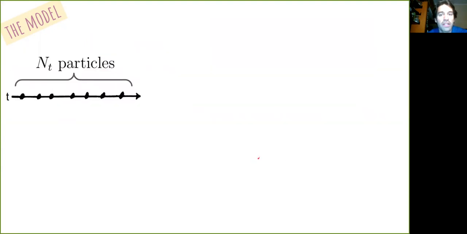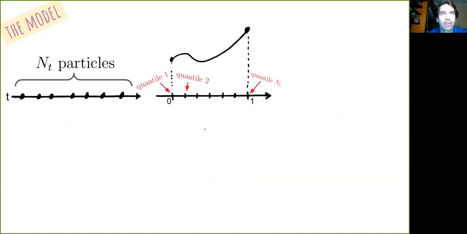Okay, suppose we have n_t particles at time t. What we do is we take the function b, that is this one, and we divide its domain into n_t minus 1 equidistant subintervals. The resulting grid here represents the quantiles of the particles. So the 0 represents the quantile 1, this is the second quantile, and so on until the end of the grid that represents the quantile n_t.